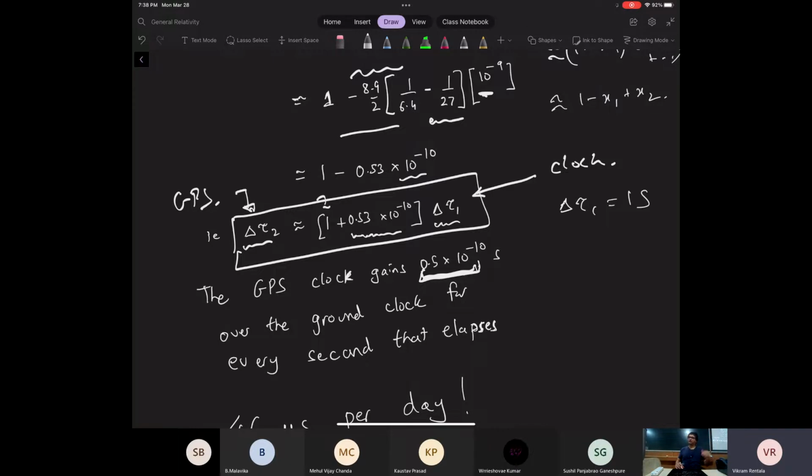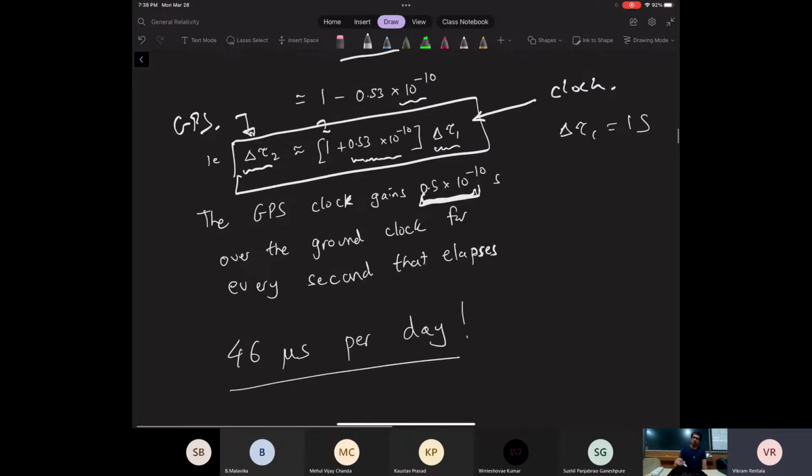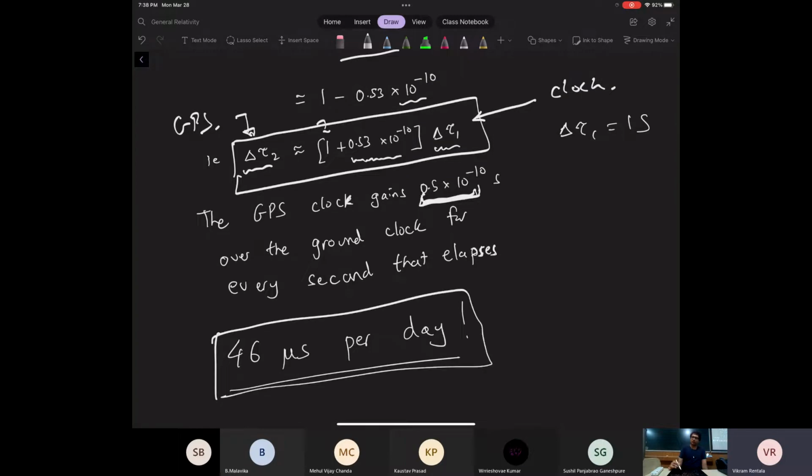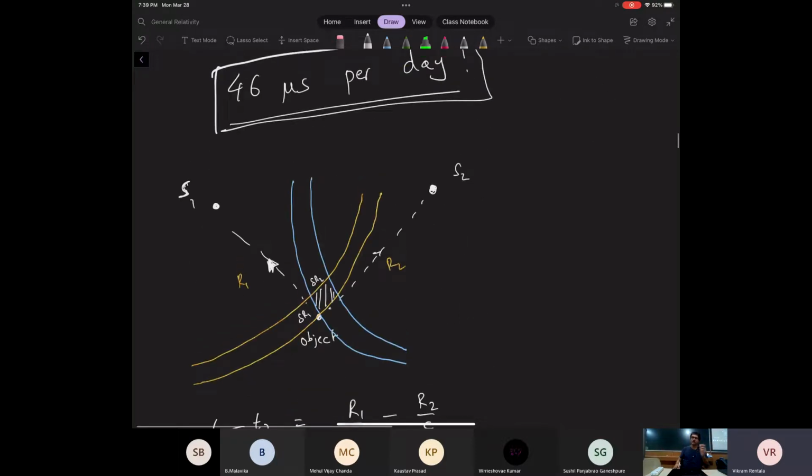But over the course of a day, it would actually add up to 46 microseconds of additional time that has elapsed on the GPS clock. You might still think that this is a very tiny amount. But what I'll show you is for GPS timing applications, what does GPS try to do? GPS tries to localize your position, to give you a very accurate position, let's say within 10 meters or 15 meters, tries to place where you are on the surface of the Earth. So let's try to understand how precise this GPS timing information needs to be.